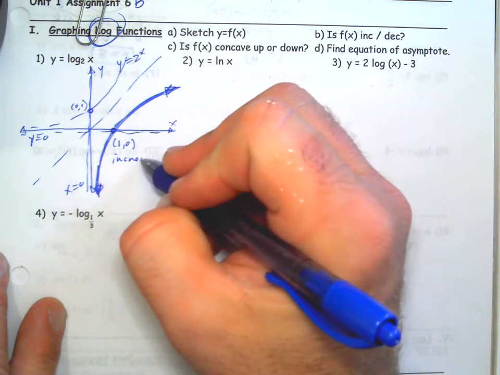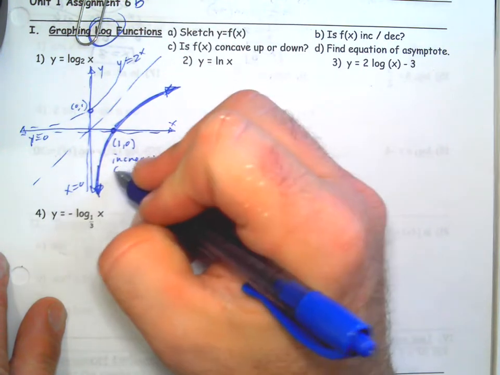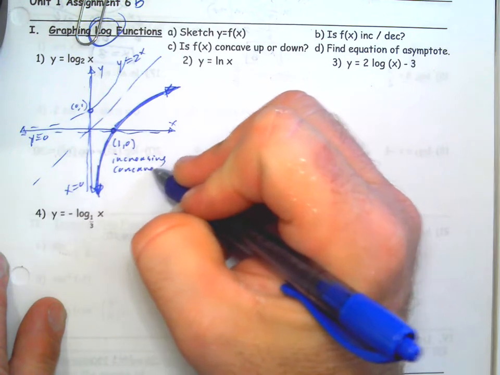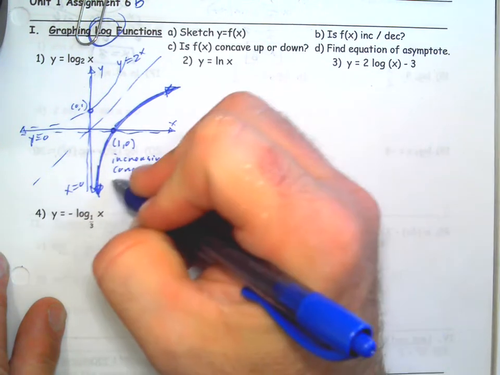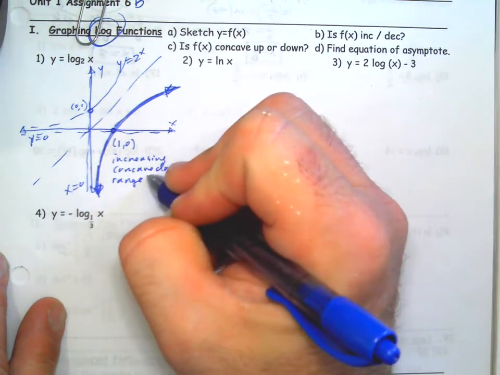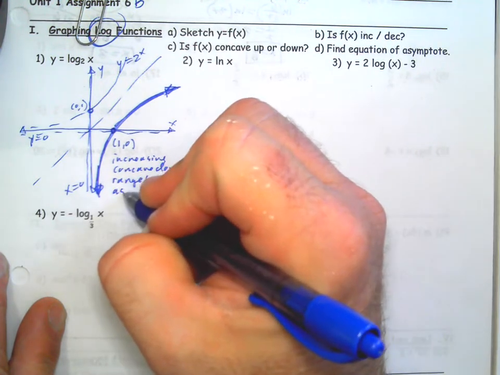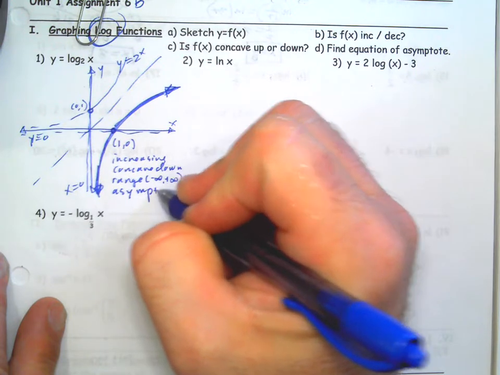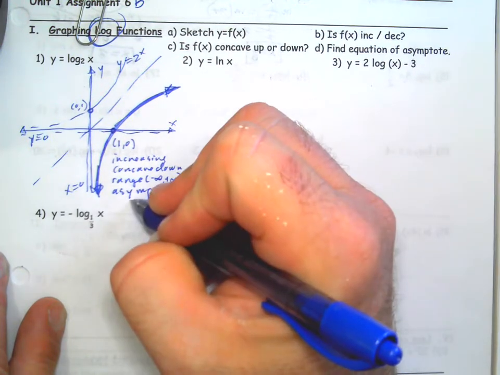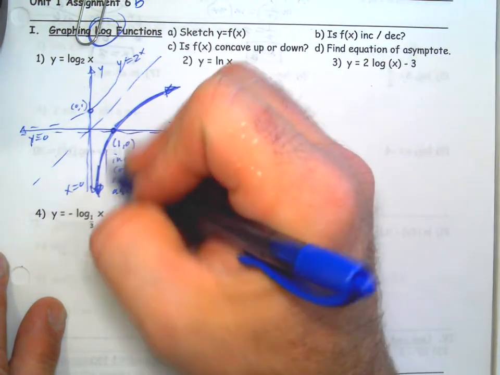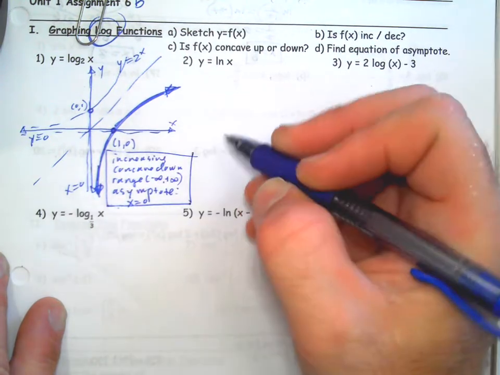Increasing, concave down, range negative infinity, positive infinity, asymptote x equals 0. So, there you go.